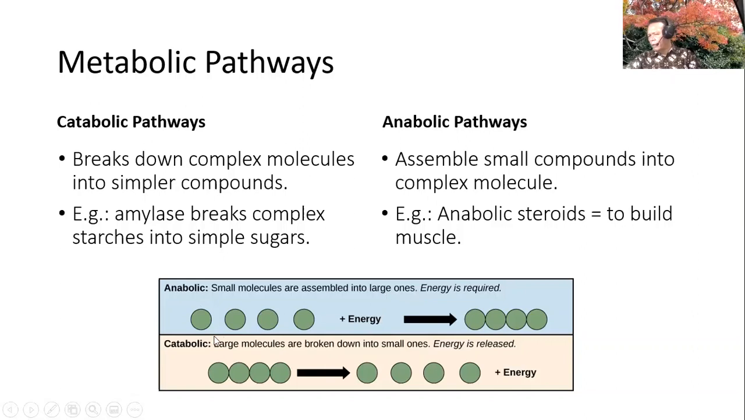But vice versa, in catabolic pathways, molecules are broken down into smaller ones. And in this case, energy is released.